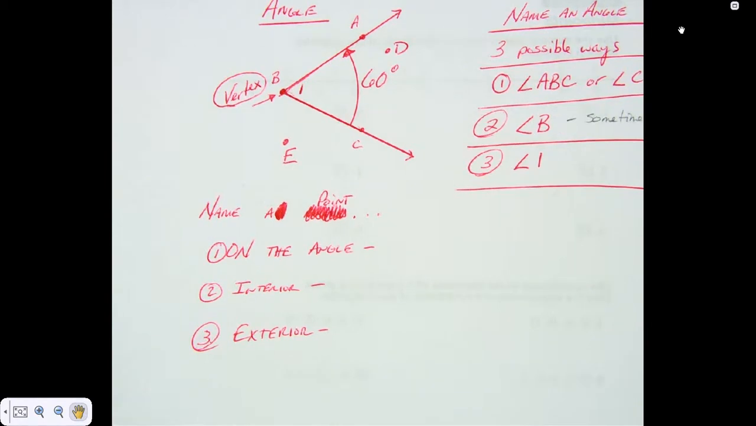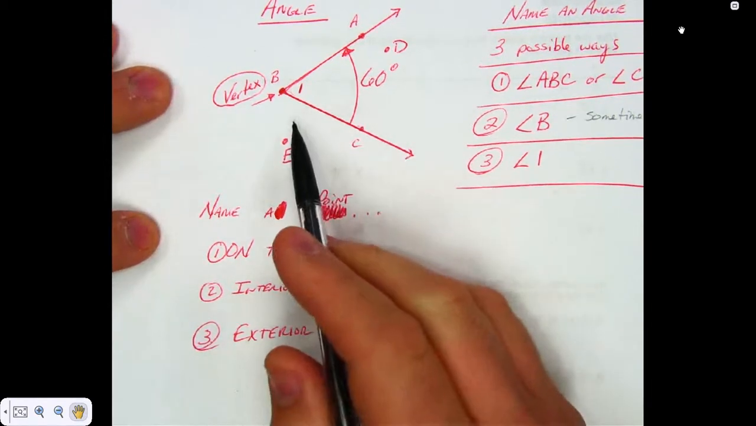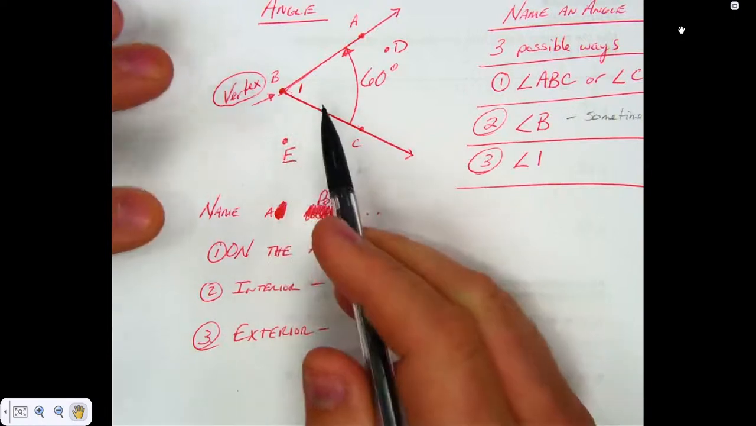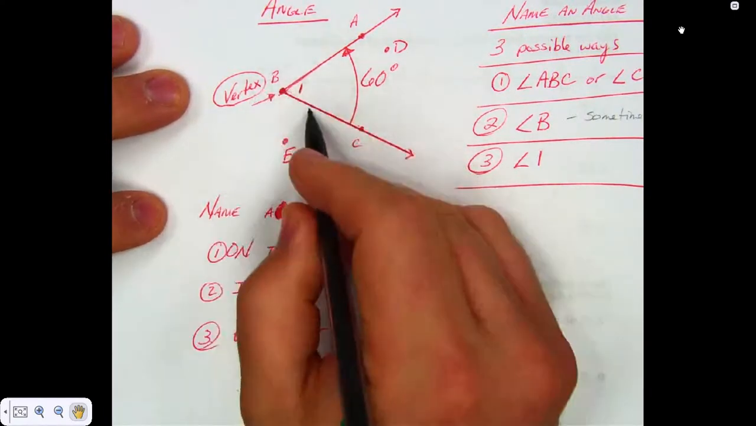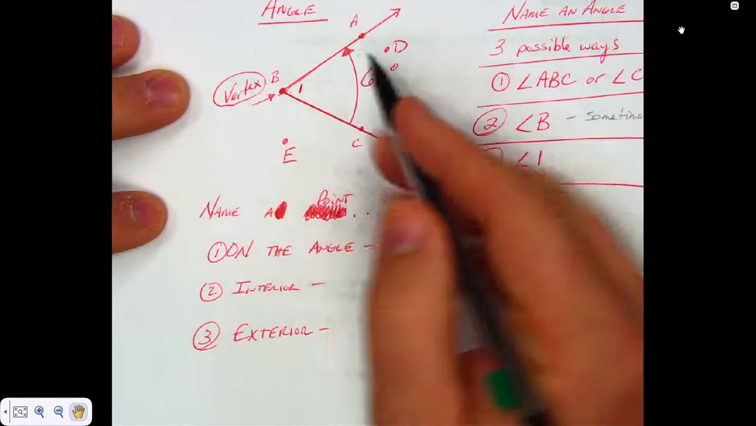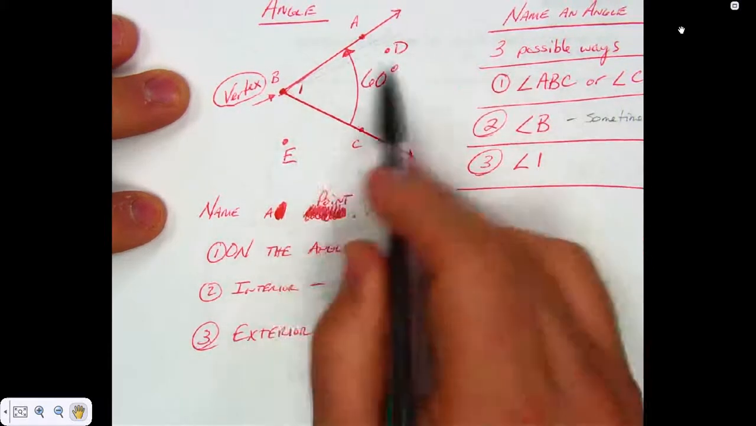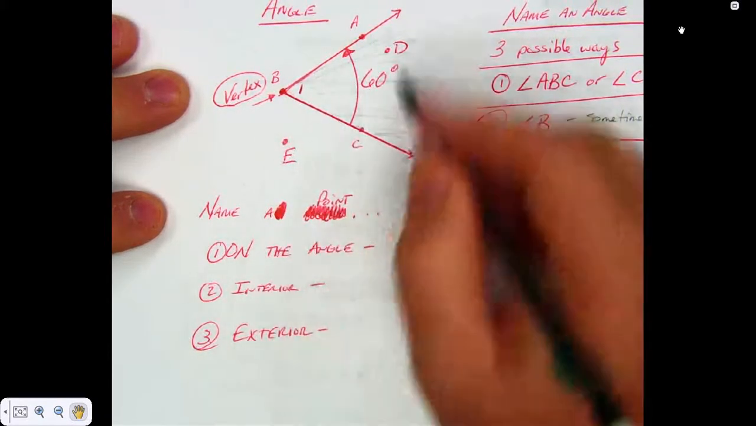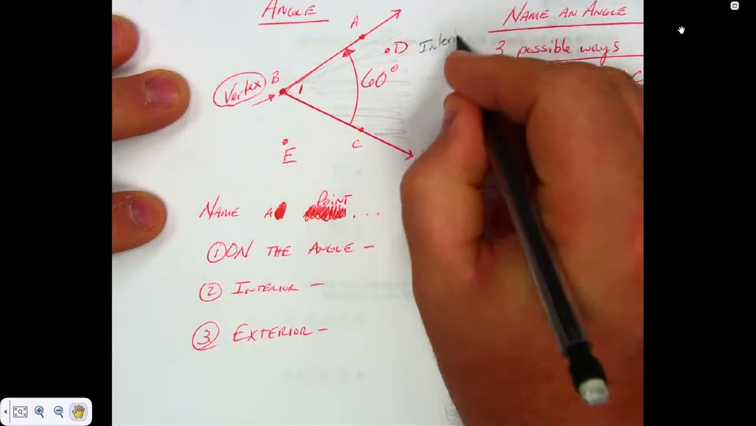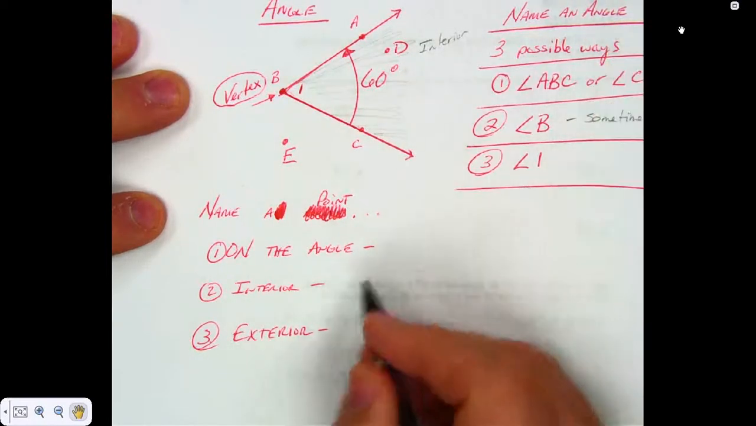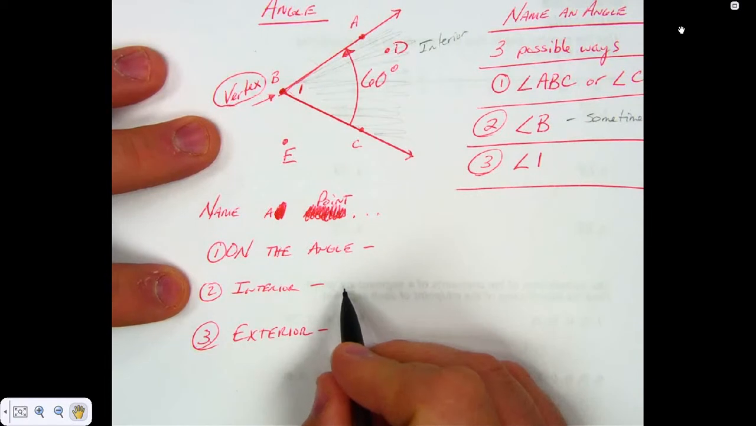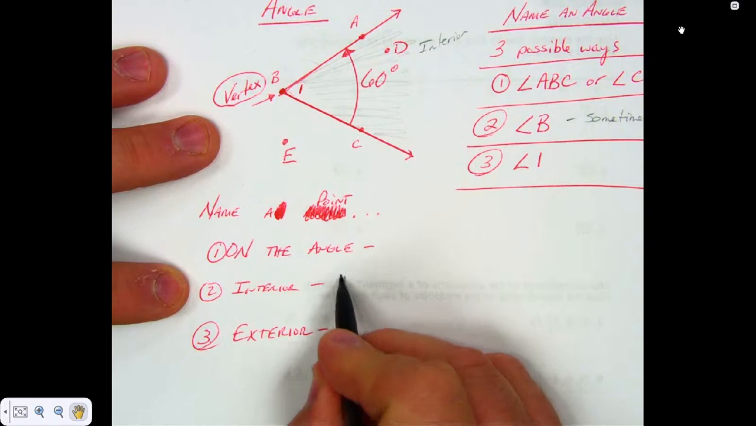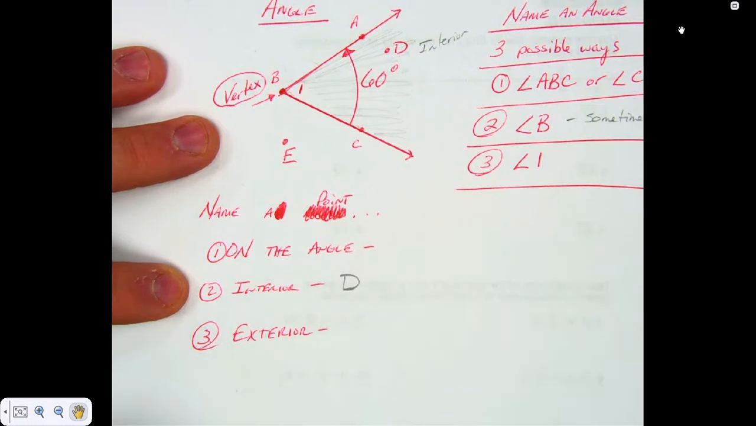Where do you think the interior of this angle is? On the inside. It's the side enclosed by it. In a way, I guess you could say there's an angle like this too, right? It's the smaller one. So this is the interior of the angle, isn't it? So what is a point on the interior? Name me a point in the interior of this angle. Point D.